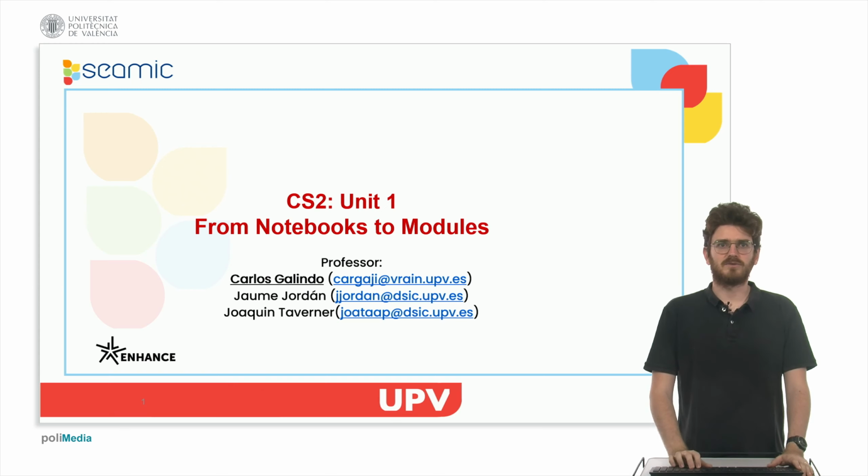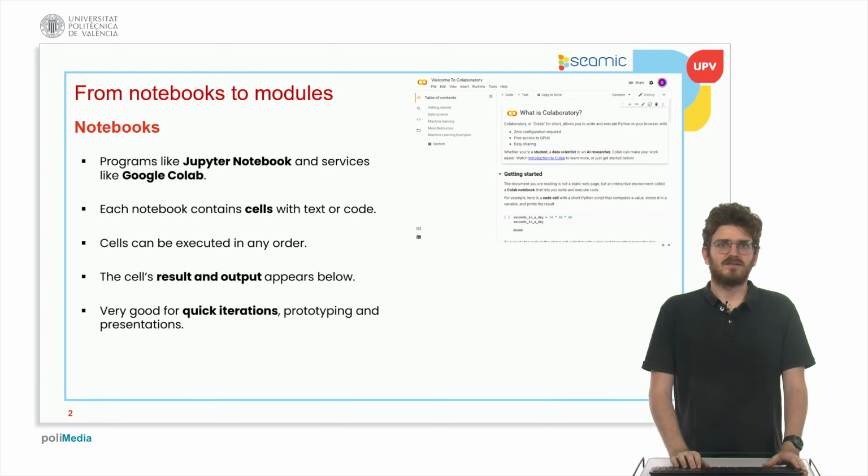In this short video, we're going to talk about the switch you're about to make from notebooks to modules in Python. Up until now, you've worked with Google Colab, and you also know that there are other programs like Jupyter Notebook that work with notebooks. Notebooks are documents with cells, and each cell can have either text or code. You can execute cells in any order, and you can interleave them as you wish.